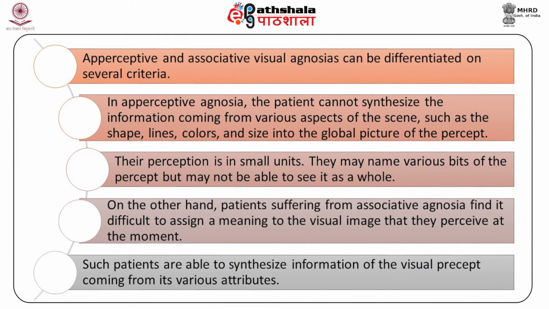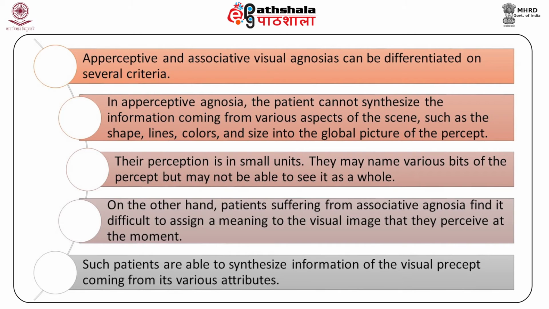Apperceptive or associative visual agnosias can be differentiated on several criteria. In apperceptive agnosia, the patient cannot synthesize the information coming from various aspects of the scene such as shape, lines, colors and size into the global picture of the percept. Their perception is in small units. They may name various bits of the percept but may not be able to see it as a whole.